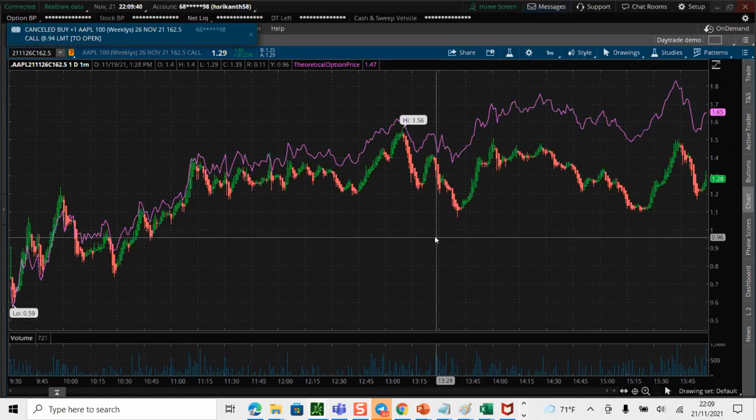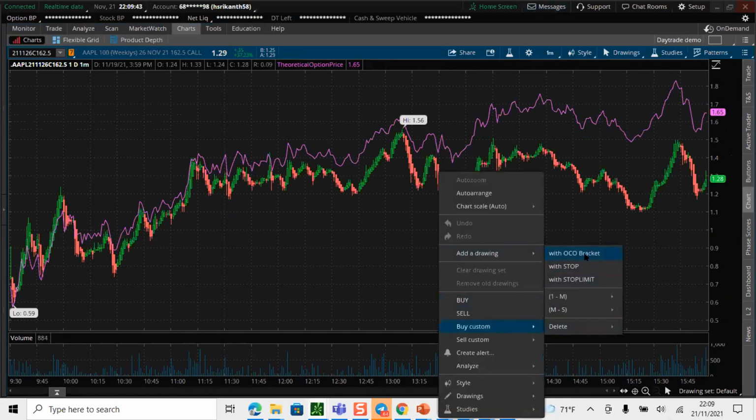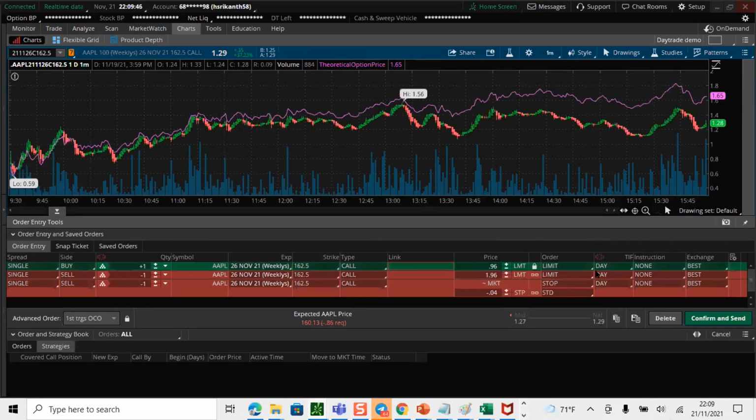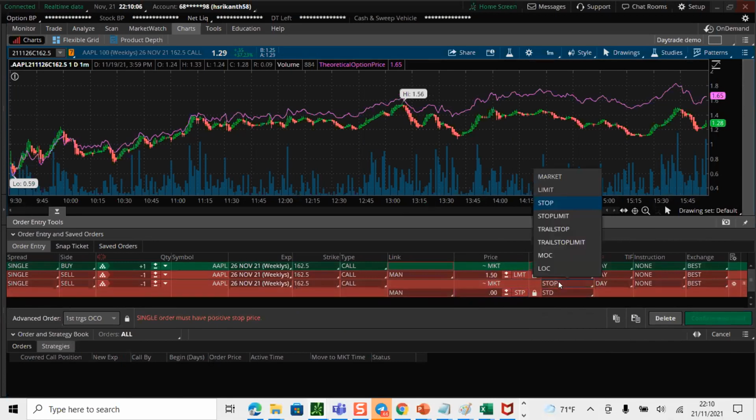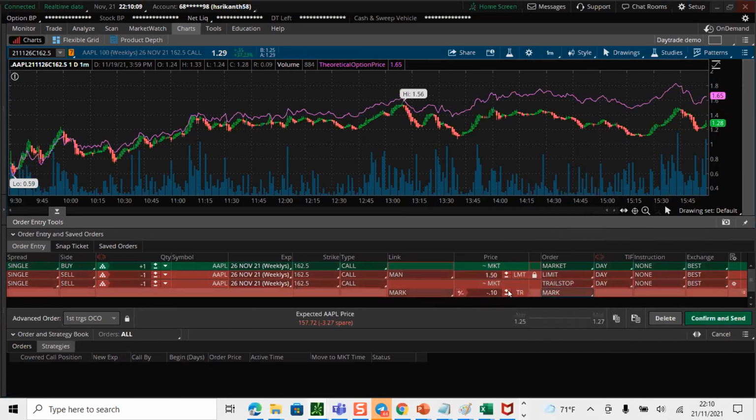Okay, so the same Apple, I click buy custom with OCO bracket, and I wanted to buy it, let's say right now at a market price, and here I wanted to sell it. Let's say I wanted to sell it for 150. Okay, 150, and I'm setting here trailing stop. I'm setting 20 cents. If the option premium goes less than 20 cents, I wanted to just come out of it. This is the day trading example.